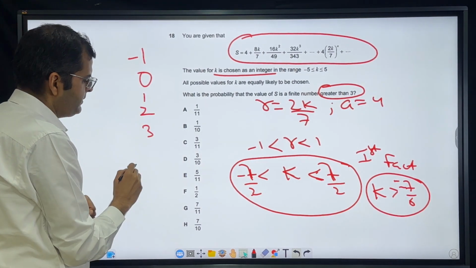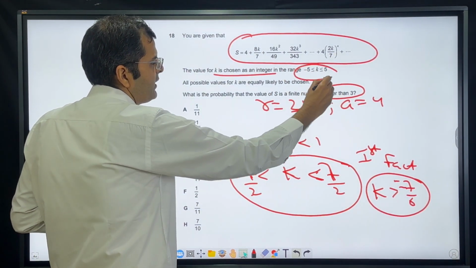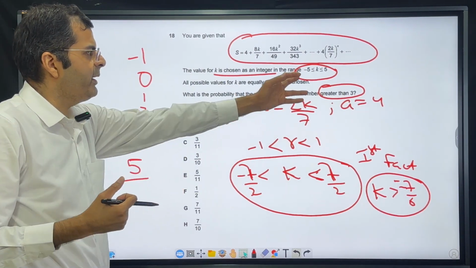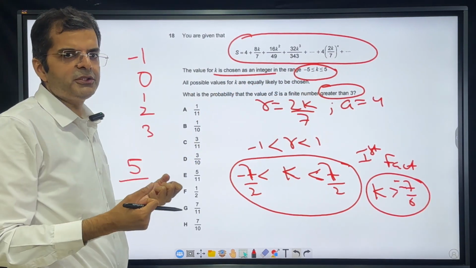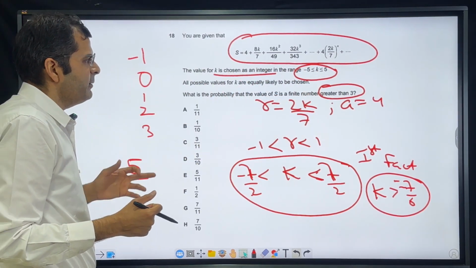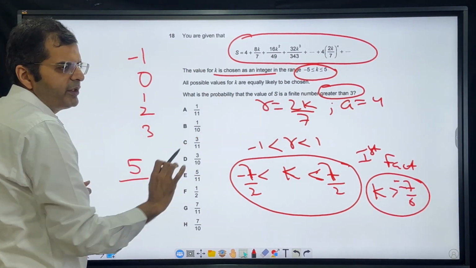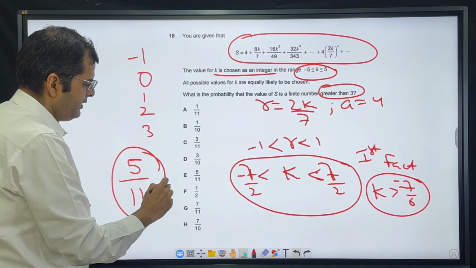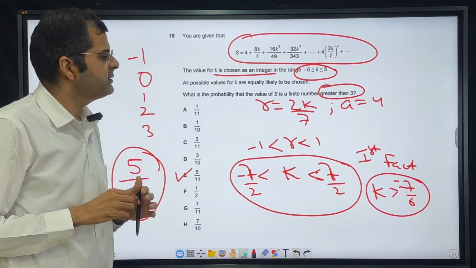So there are 5 possibilities that k can take out of the total 11. If k can be chosen from minus 5 to 5, including minus 5 and 5, there are 11 options that you have. Out of the 11 options, you can choose only these 5 options for all this to be true. So the probability is 5 upon 11. So answer option E, 5 by 11, is the right answer.